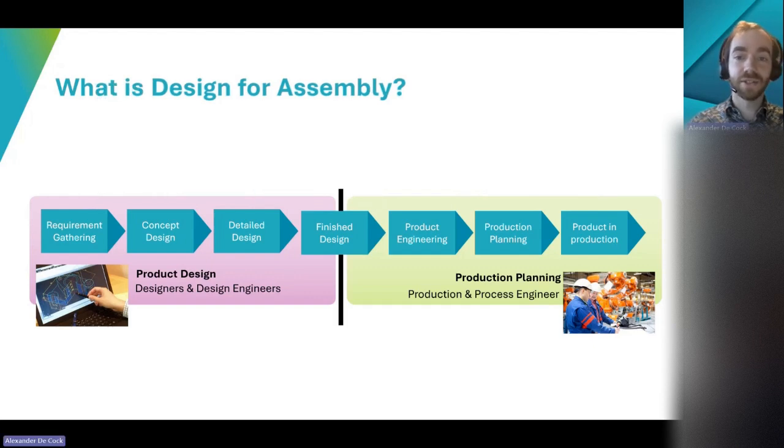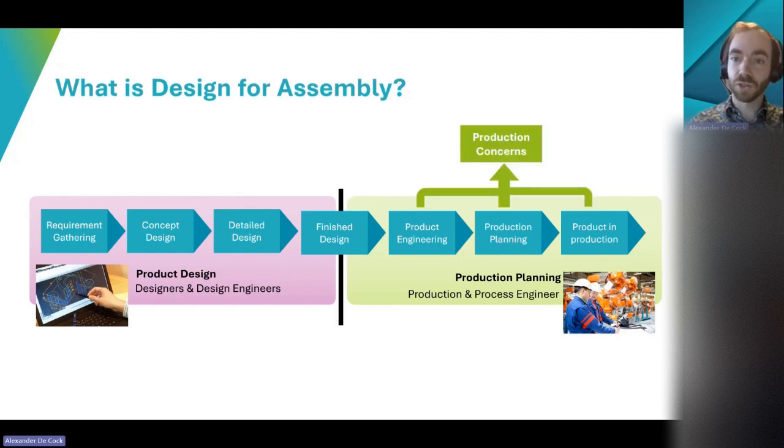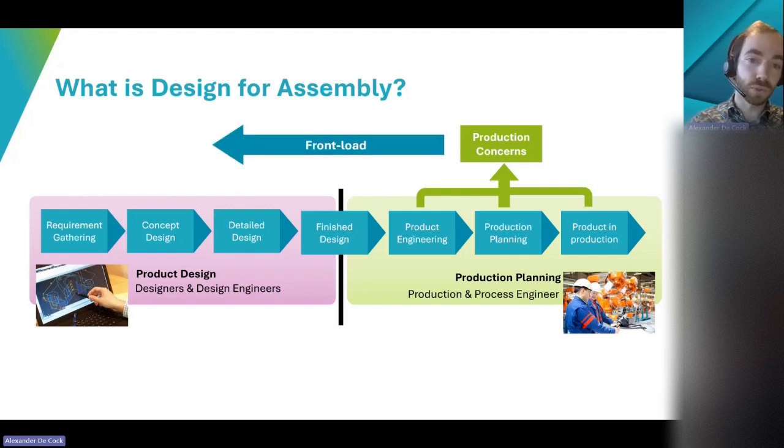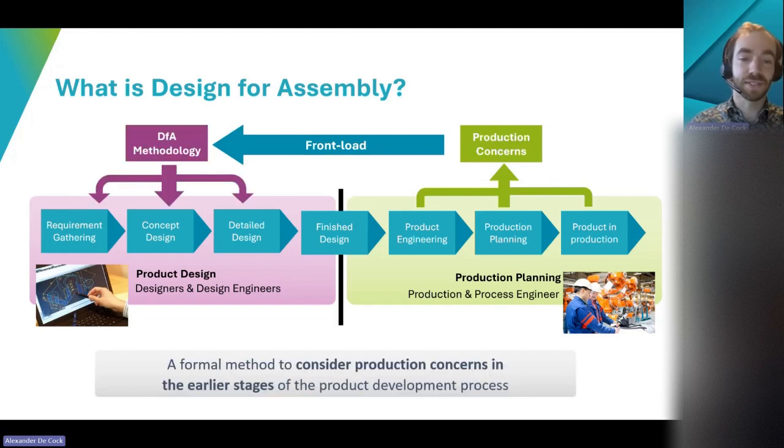The second question is then, how do we achieve this goal of avoiding these iterations? And there, Design for Assembly is a methodology that will capture the production concerns of the production department and try to front-load them to the earlier stages, in this case, the design process. So it's a formal method to do this front-loading of production concerns towards the designers. And how do we do this?